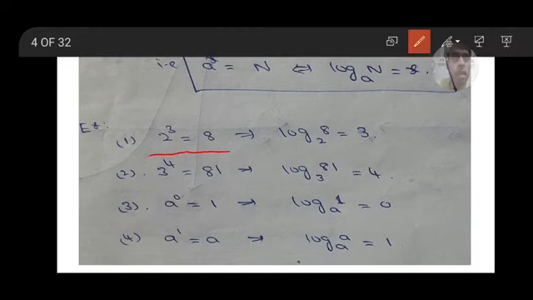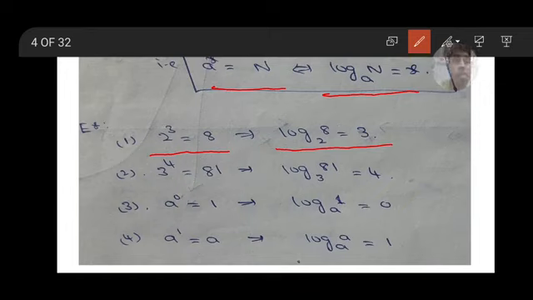We know that 2 cubed equals 8. 2 into 2 into 2, that is 2 cubed equals 8. From the above, a to the power of x equals N implies log N to the base a equals x. From this, we have log 8 to the base 2 equals 3. The value of log 8 to the base 2 is 3.